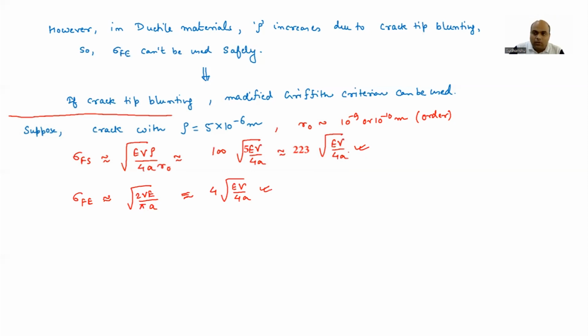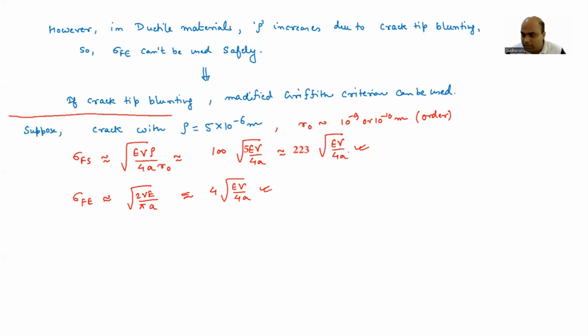So we cannot safely use Griffith criteria for ductile material. It can be very safely used for brittle material, but not for ductile material. So if I want to calculate for ductile material, we can use the Inglis criteria, which is root over E gamma rho by 4A, because sigma Fs is higher than sigma Fe.